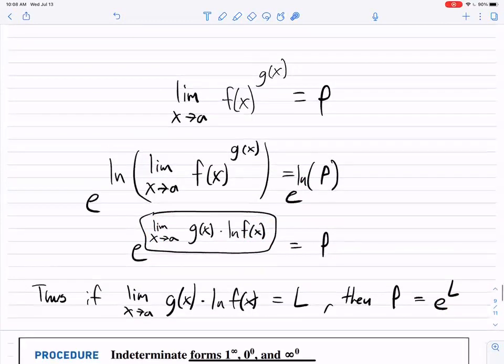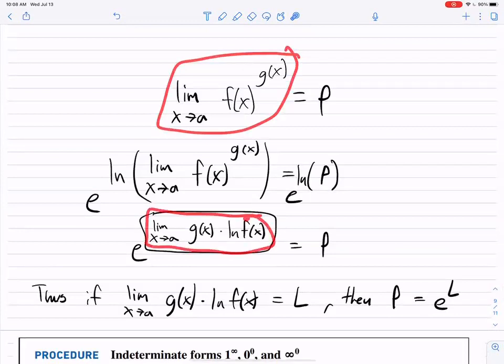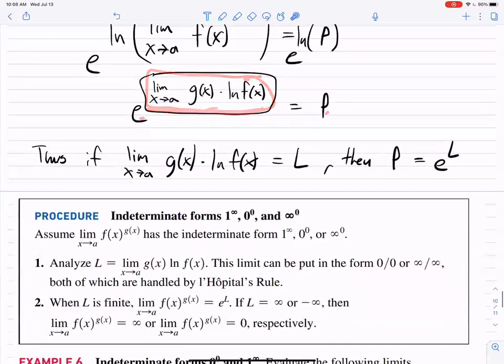And so that's why in order to determine what this limit is, we instead look at this limit, and whatever that limit is, you raise e to that, and that will be our limit. And so that's whenever we get indeterminate forms of 1 to infinity, 0 to 0, or infinity to 0. These are all indeterminate because for 1 to infinity, we don't know if that's going to go to infinity or if that's going to go to 1. And then 0 to 0, we don't know because anything raised to the 0 power is 1, but 0 to any power is 0.